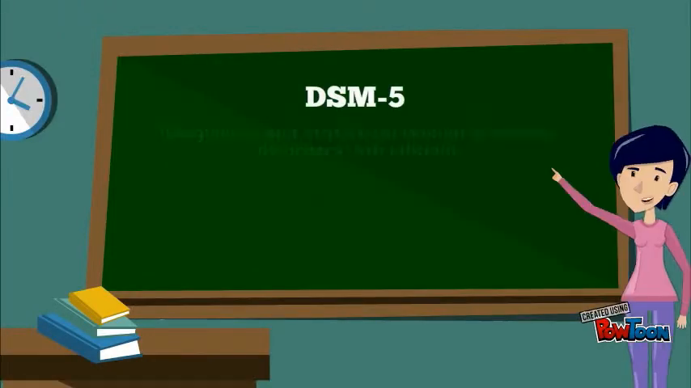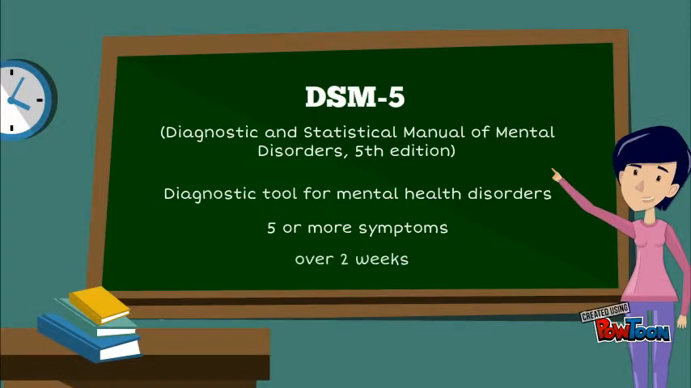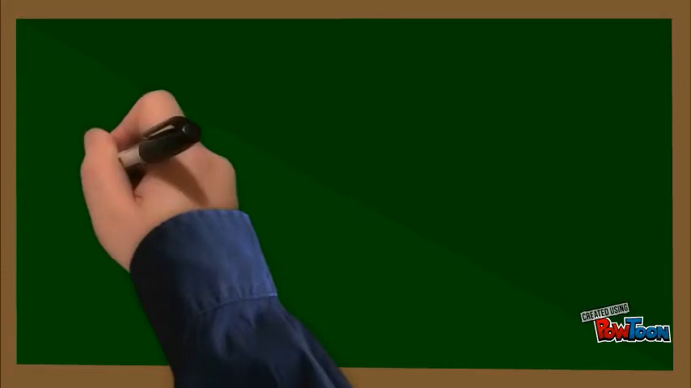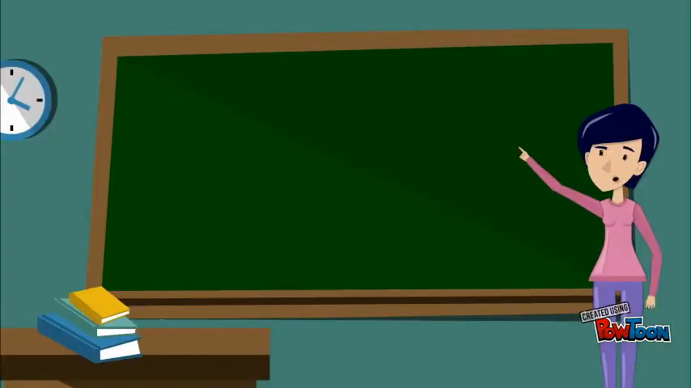According to the DSM-5, the diagnostic tool for mental health disorders, 5 or more symptoms of a depressive episode must be consistently present during the same 2-week period in order to diagnose someone with clinical depression. What can be done to help? Great question. There are many psychological approaches to treating someone with depression. However, the approach that we're going to learn about today is the humanistic approach.